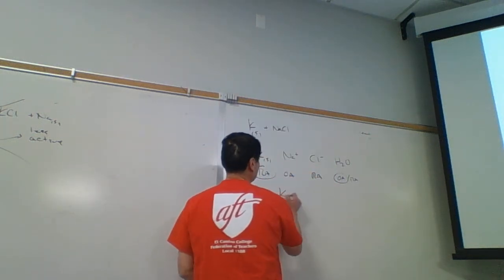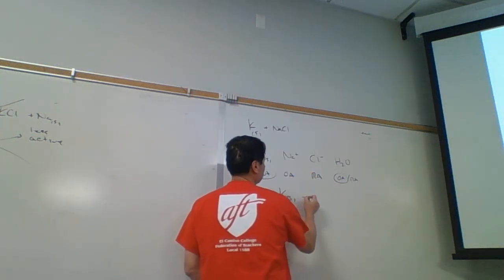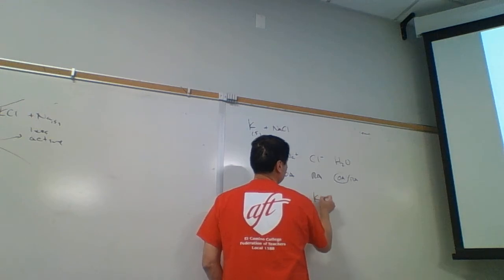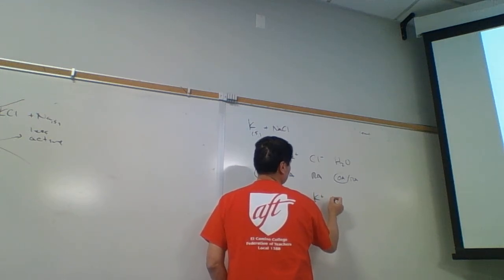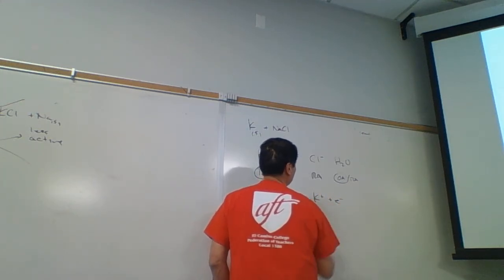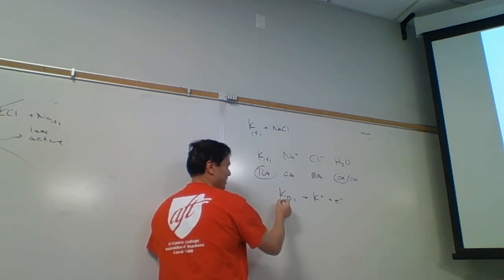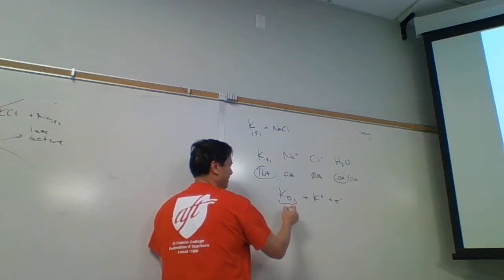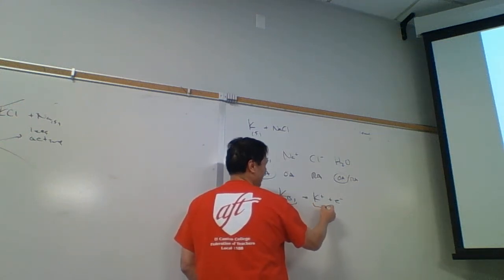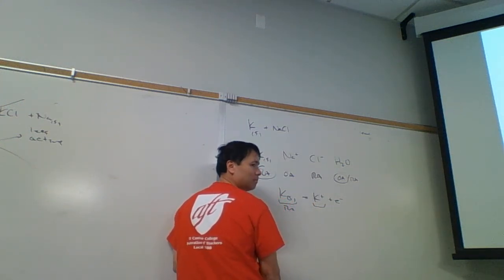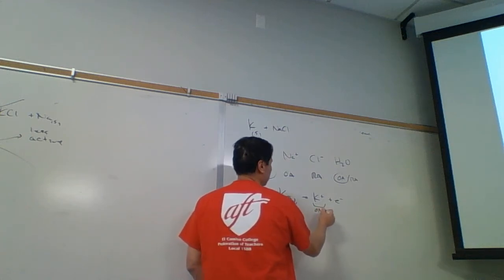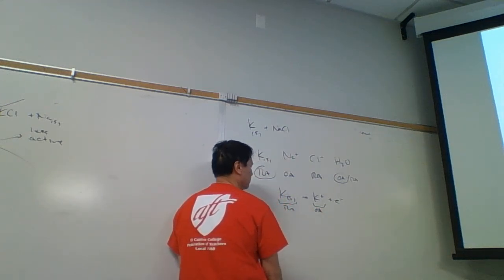Potassium solid yields potassium ions and an electron. Okay, let's label this one first. What is potassium solid? Reducing. What is potassium ion? Oxidizing. Yeah, it's a conjugate oxide.